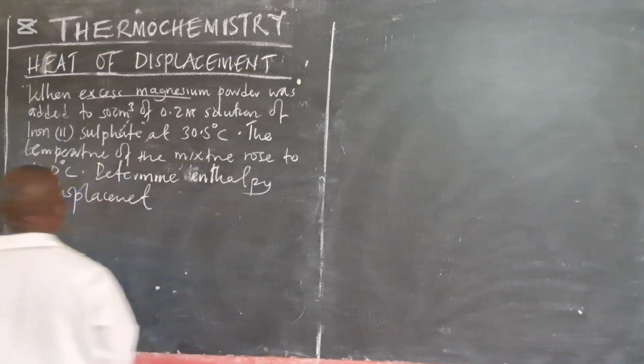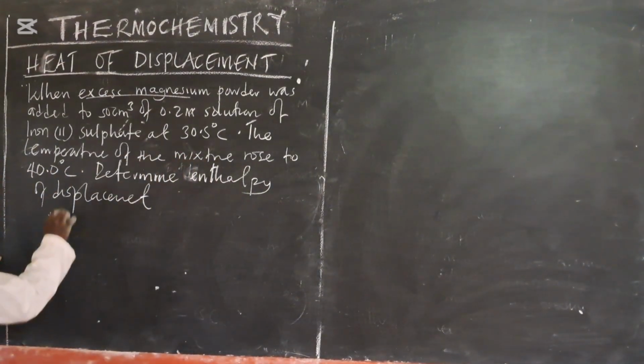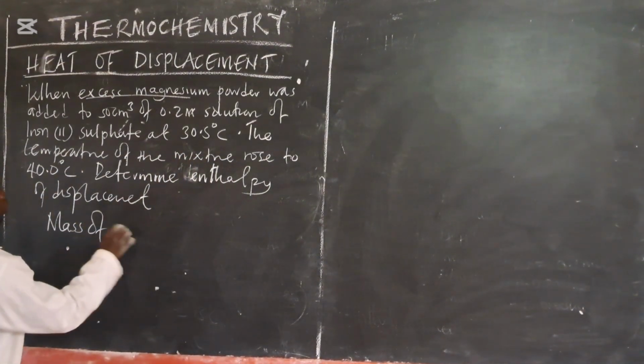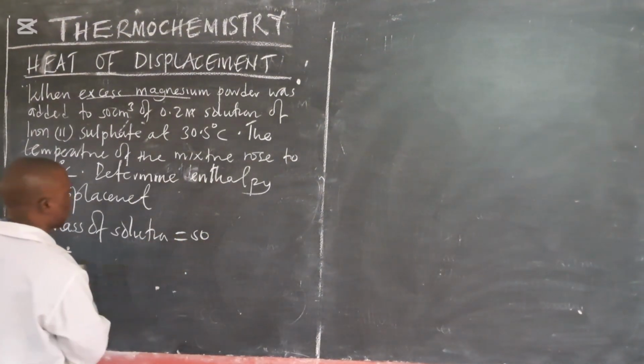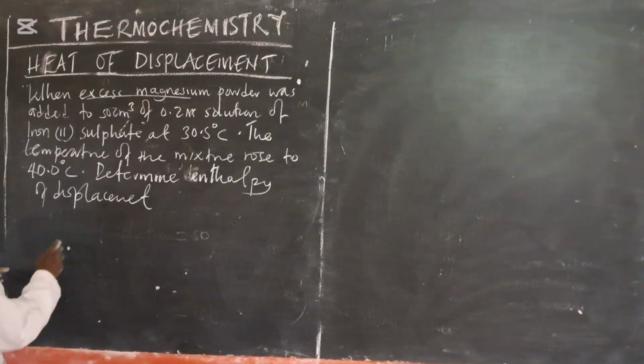So let's right away get the mass of the solution. Mass of the solution is going to be 50 times. Of course, we are going to make assumptions.